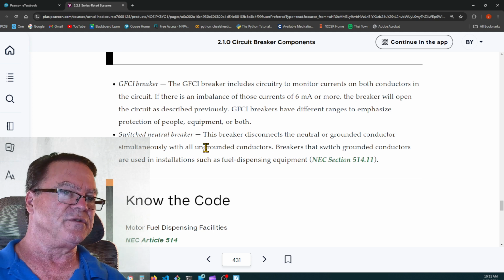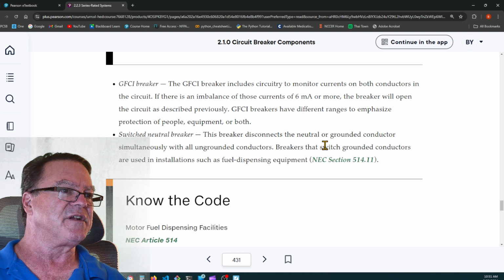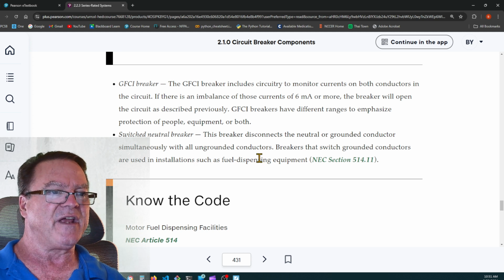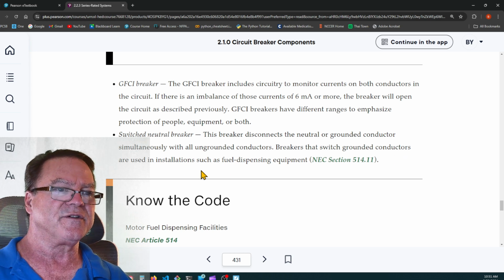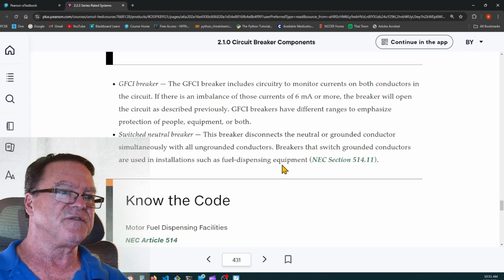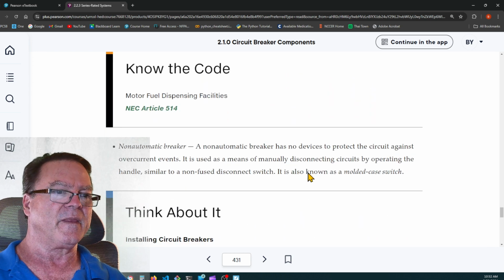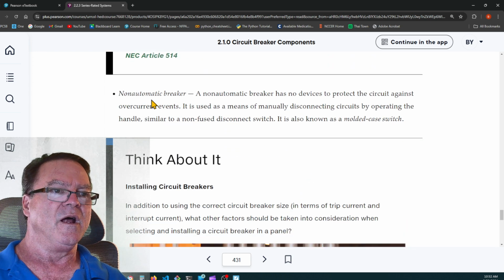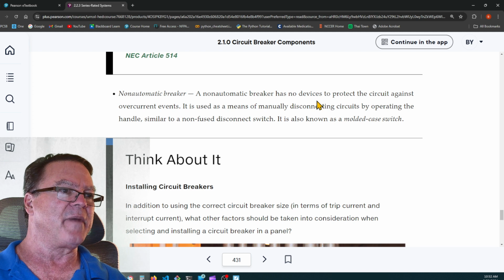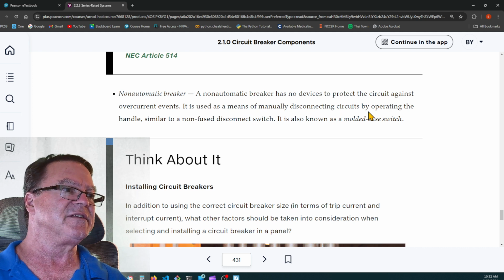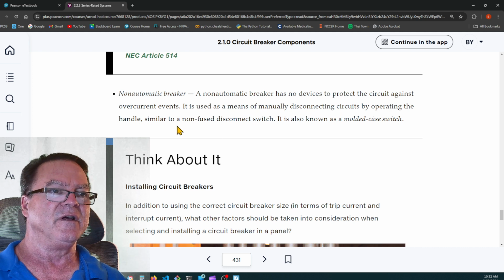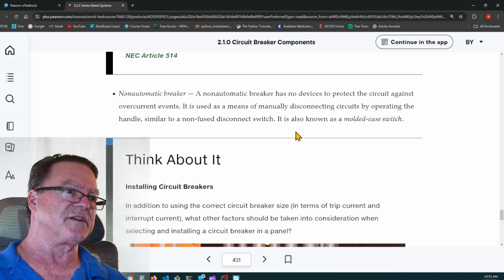And switch neutral circuit breakers. This breaker disconnects the neutral or grounded conductor simultaneously with all ungrounded conductors. Breakers that switch grounded conductors are used in installations such as fuel dispensing equipment. Non-automatic breakers. A non-automatic circuit breaker has no devices to protect the circuit against overcurrent events. It's used as a means of manually disconnecting circuits by operating the handle, similar to a non-fused disconnect switch. It's also known as a molded case switch.